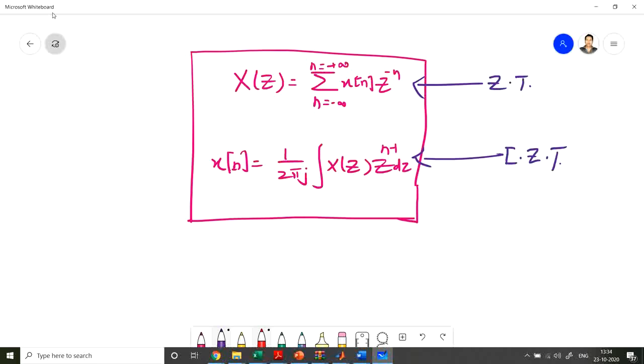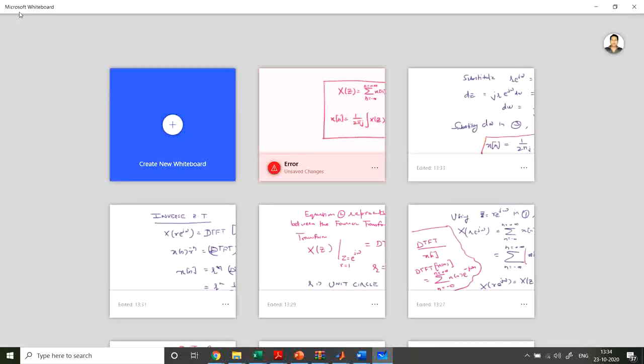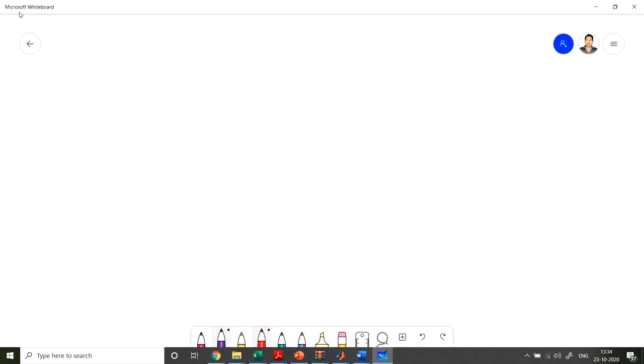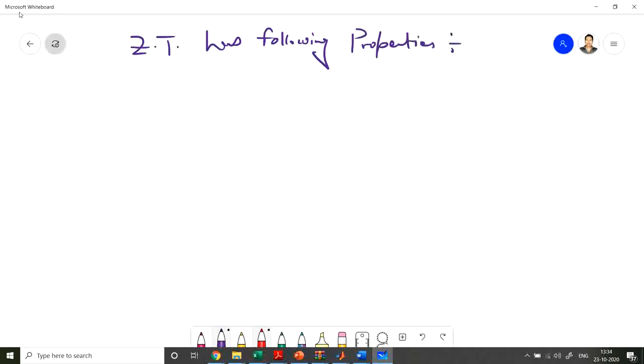So there are some properties of the z transform. The z transform has the following properties. So what are the properties of the z transform? The first property is the linearity property.